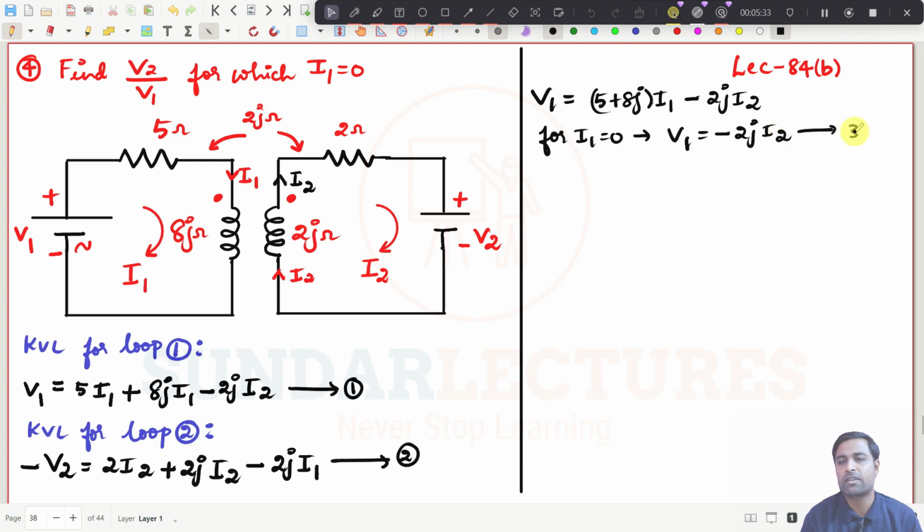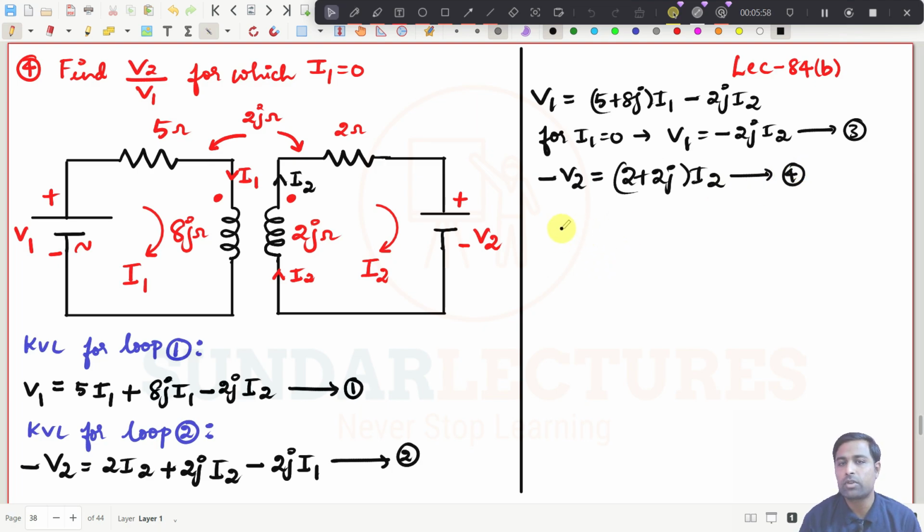Make it as expression number 3, and then for this other expression, you just put I1 equal to 0, and what happens to minus V2? Minus V2 will be, I1 will go off, and you will have only (2 plus 2j) into I2. Only this one. This is expression number 4.